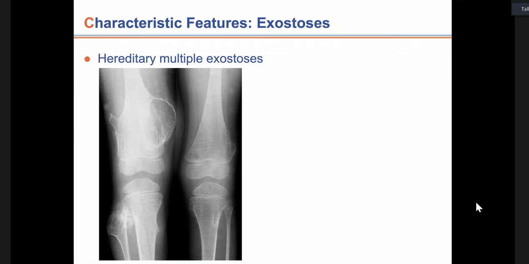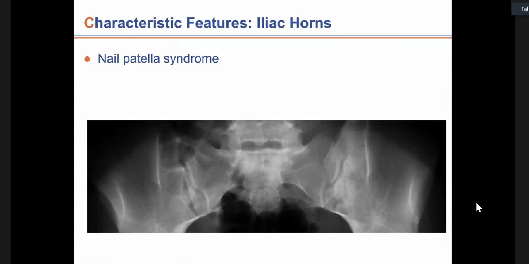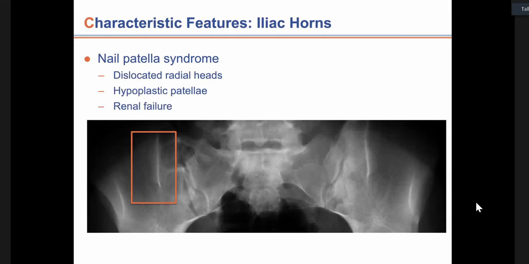Hereditary multiple exostoses around the joints, pointing away from the joints. And nail patella syndrome, the characteristic being the iliac horns, which we can see here. But you'd also look for the radial head dislocation that they can get. And is it an important diagnosis to make? Yes, because it's associated with renal failure. And so you want to monitor their renal function and be able to treat them before they need renal transplant. Iliac horns. And of course, the hypoplastic patellae are the other feature that goes with nail patella syndrome.